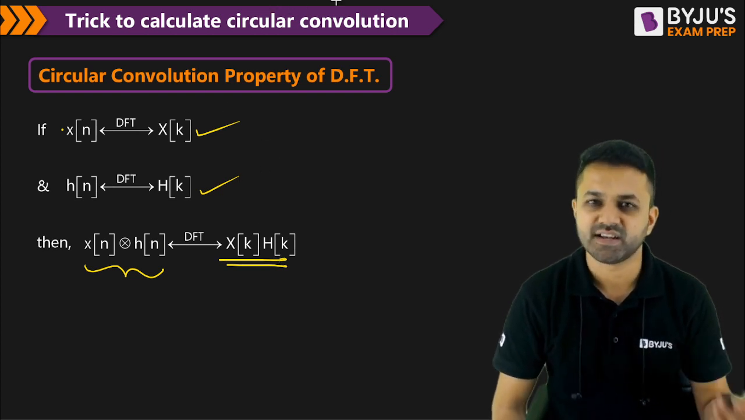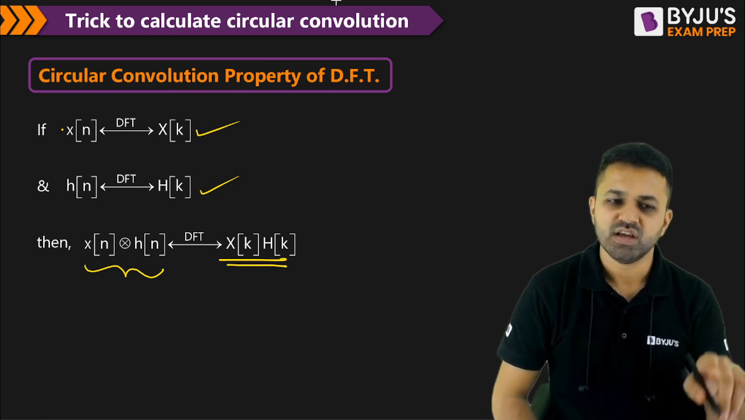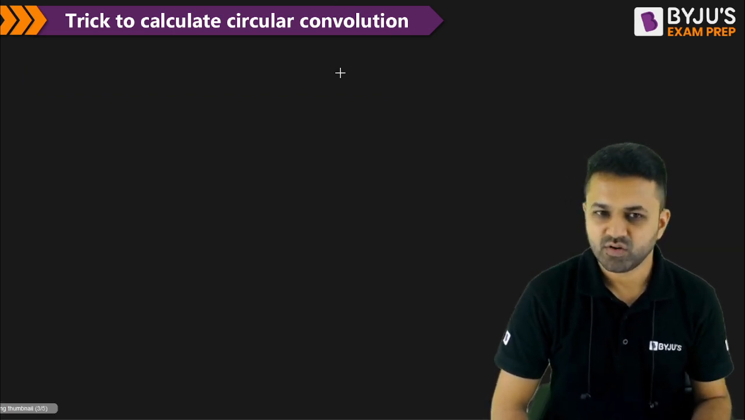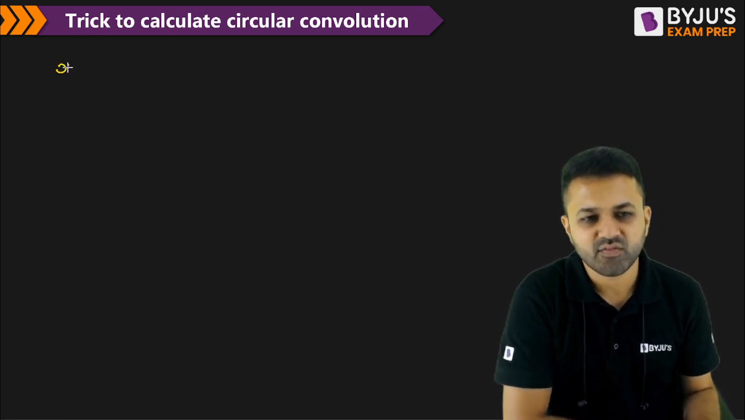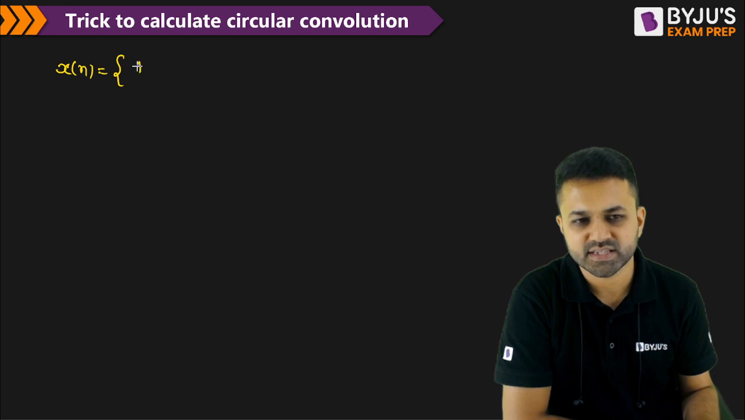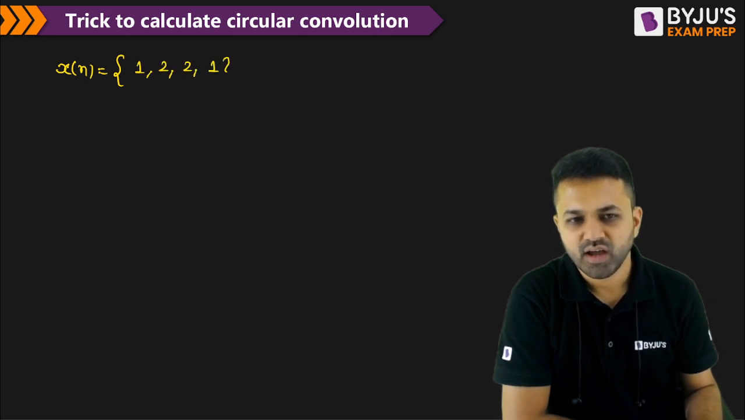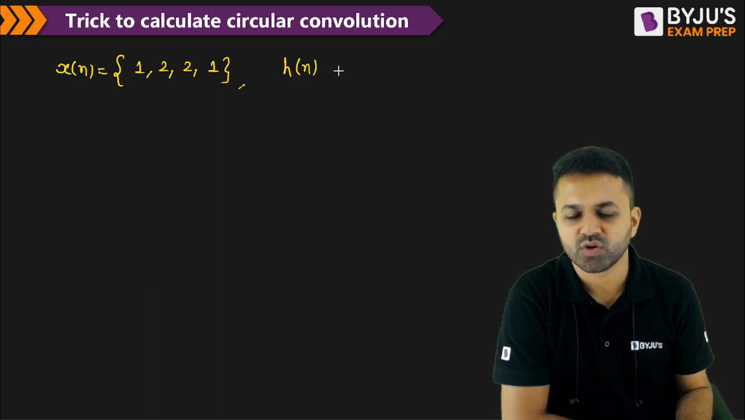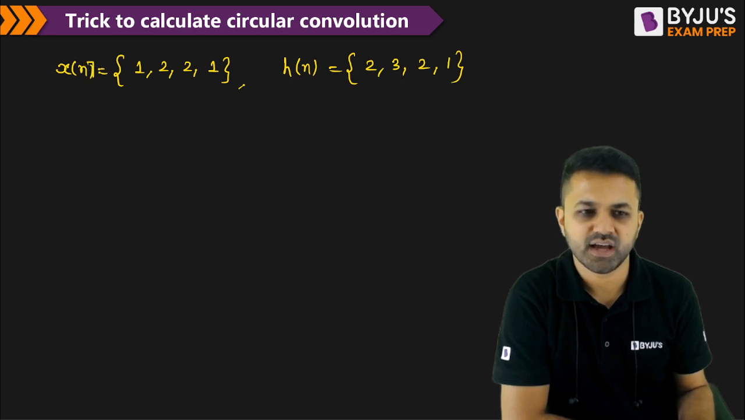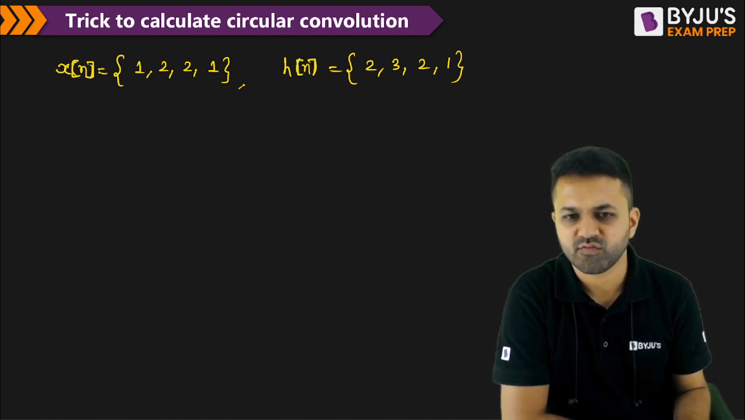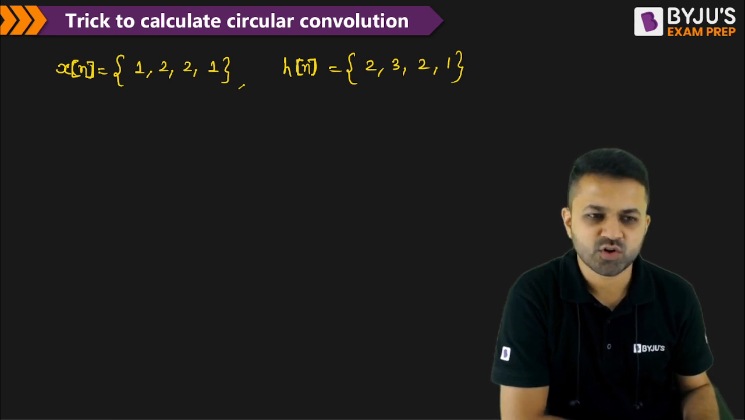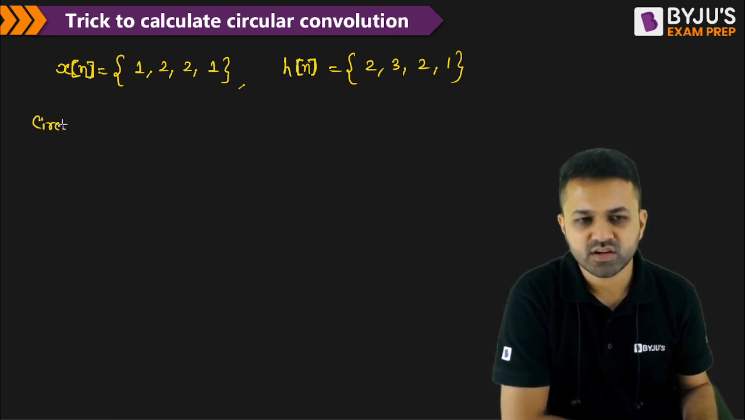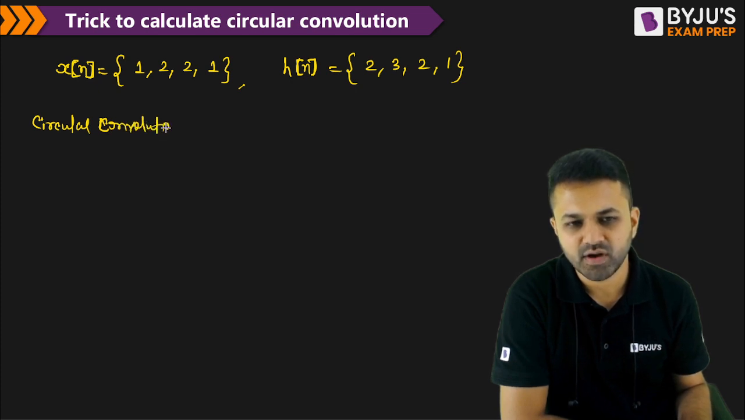Now let's understand the trick of how to calculate the circular convolution in the time domain. For that, let's take one example. Suppose this x of n is 1 2 2 1, and the second sequence which we want to convolve is 2 3 2 1. We generally represent x of n and h of n in this square bracket form. Now suppose you want to calculate the circular convolution, then just use the sum by column method.